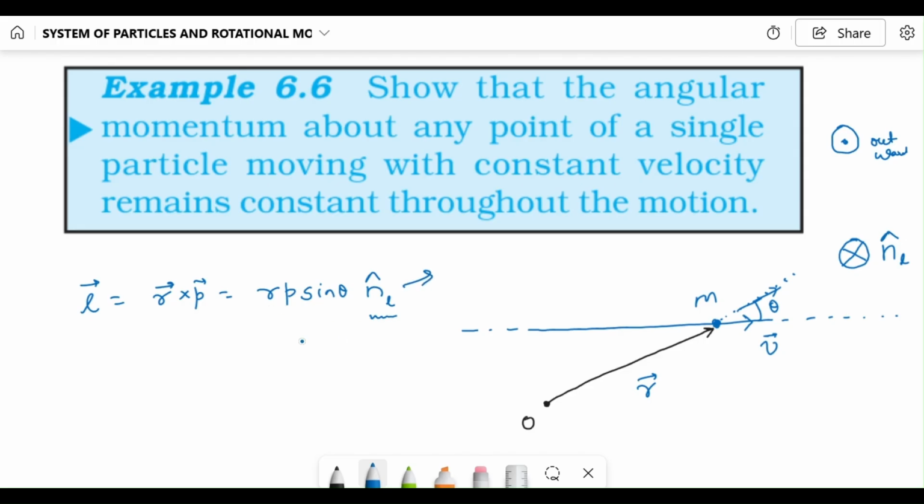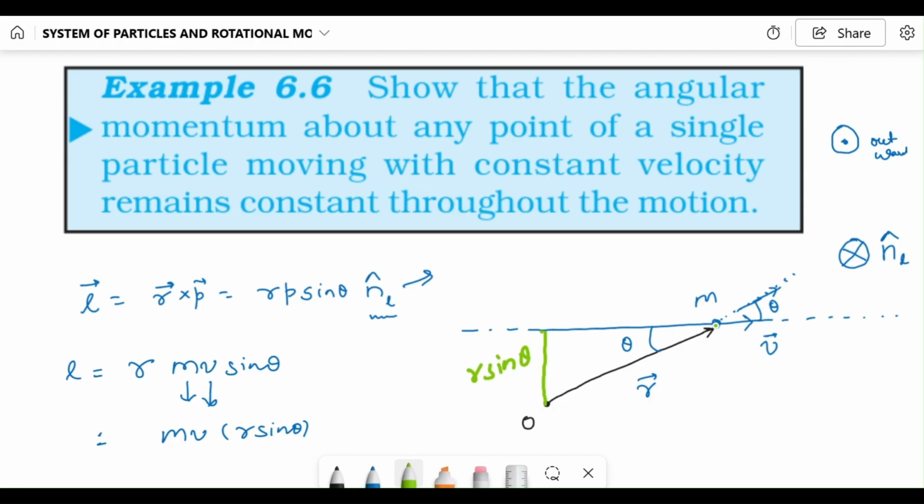Now what about the magnitude part? L equals r, and p is mv, and then sine theta. Now, mass is not changing, and if velocity is constant, this v is also not changing. Now we have to check about r and sine theta. So r is changing, and so is sine theta. But one thing we can figure out here: r sine theta is the perpendicular distance. You can check here. If this is theta, this is the vertically opposite angle theta, and if we take this perpendicular distance, this will be r sine theta.